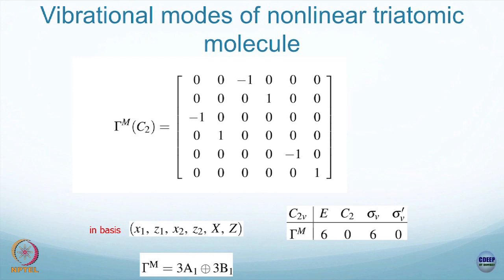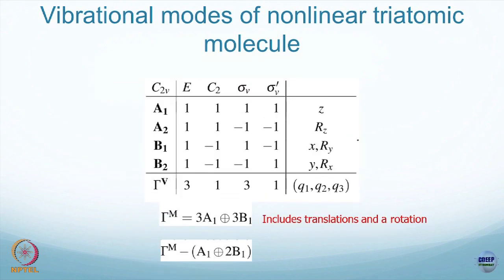So, I have written this 6 cross 6 matrix, now you have to redo this for each element. The identity element is of course trivial, the trace, the character will be 6. Similarly, sigma v will also be 6 because it will be almost the same. For C 2, these two are diagonal elements, they add up to be 0, clear. So, that is why I put the C 2 character to be 0 for the reducible representation, and sigma v prime will also turn out to be 0, please check it. Again, do the decomposition of this reducible representation using the character table of C2V to find how many times which reps appear. So, I will leave it to you as an exercise. Please try it out.